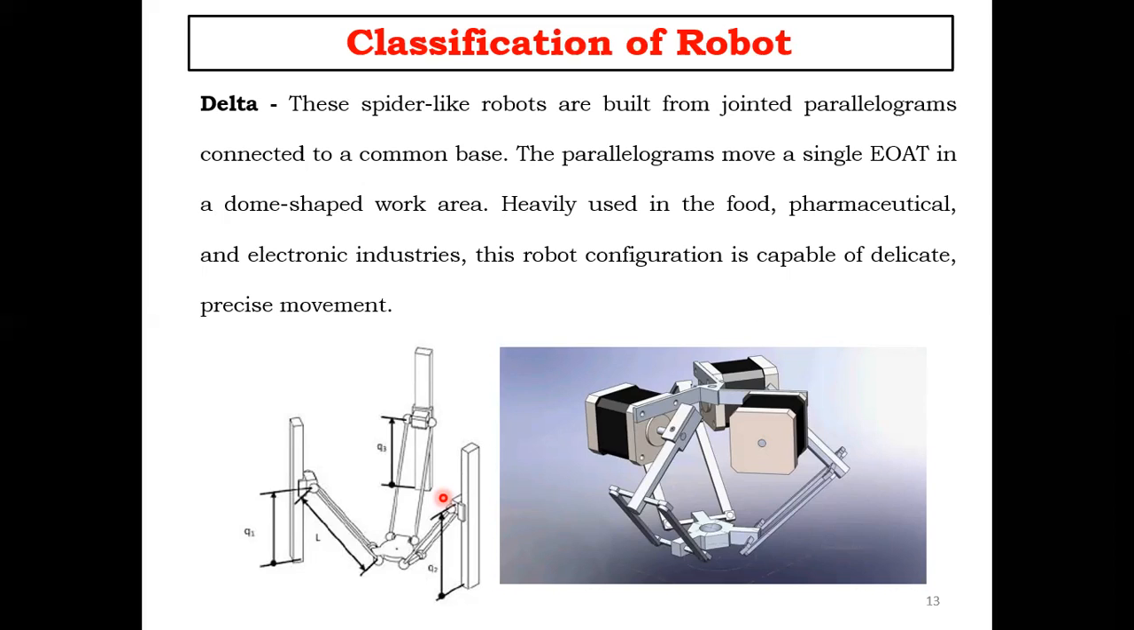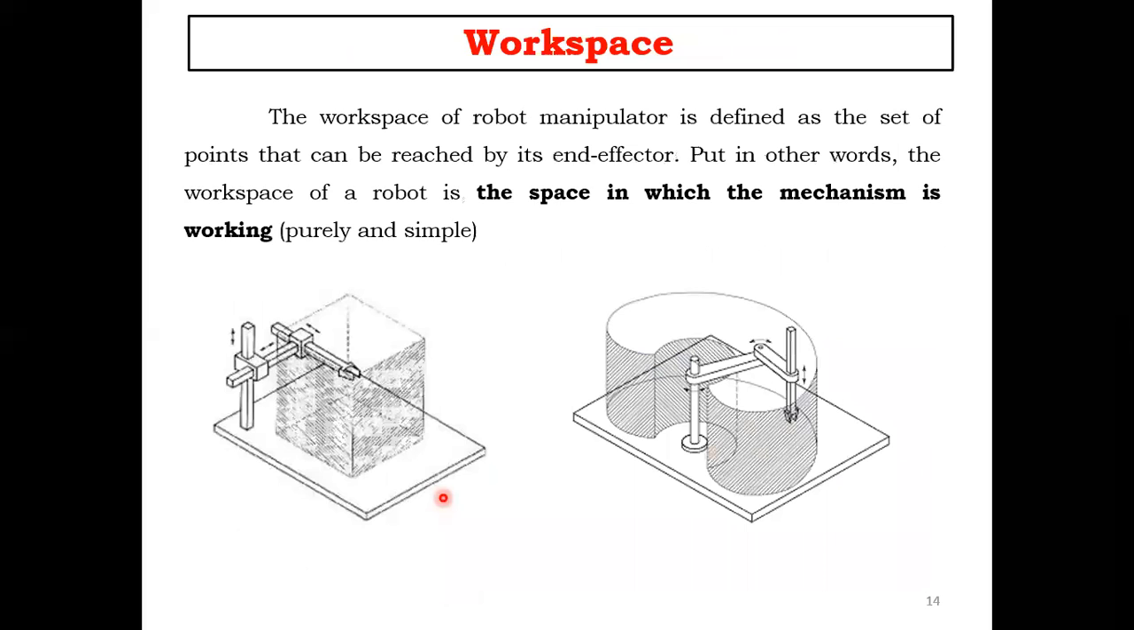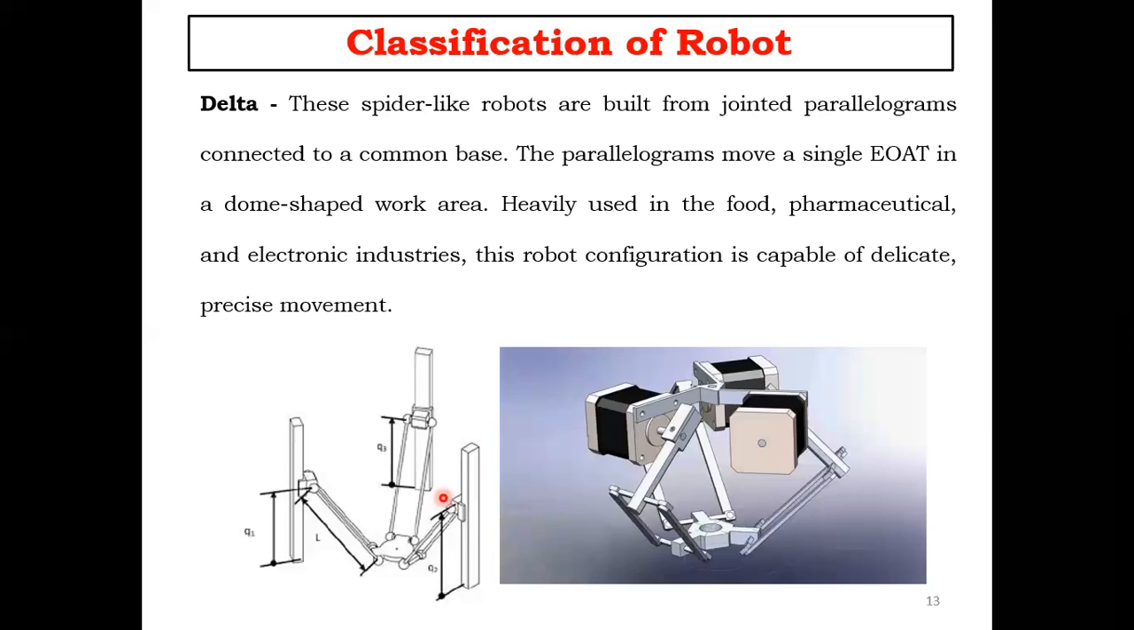pharmaceutical, and electronic industries. This robot configuration is capable of delicate, precise movement, that is small movement, and handling the base at a particular angle, like that they are using the delta. Okay, so these are the classifications of robots. Most of the classification is done by the rotary and prismatic joints. How we connect the rotary and prismatic joints in different ways, we can classify. This is the classification of robots.